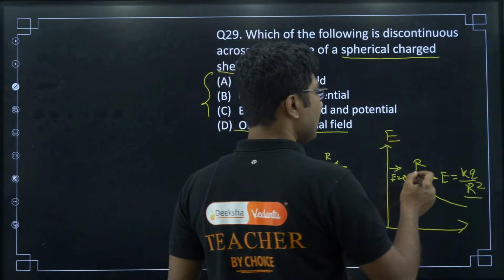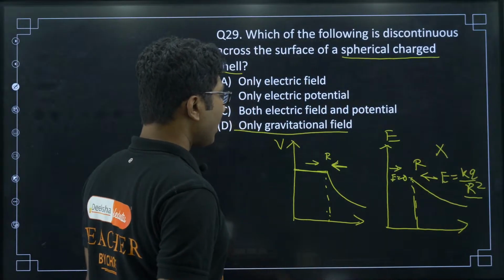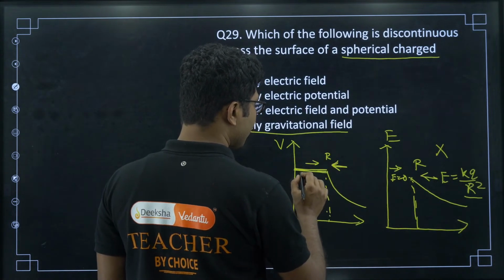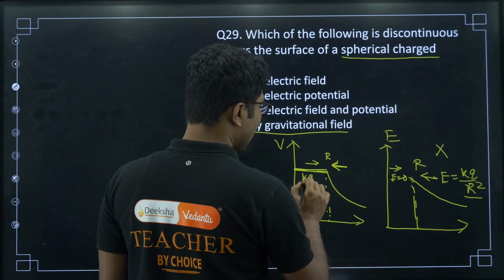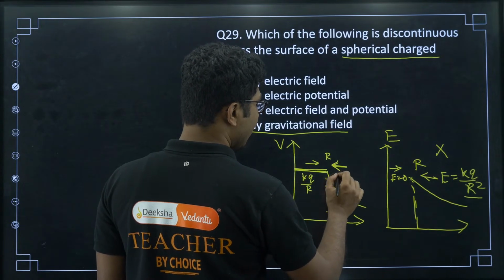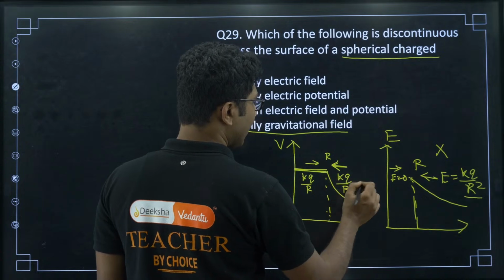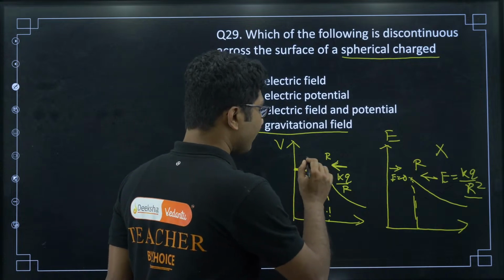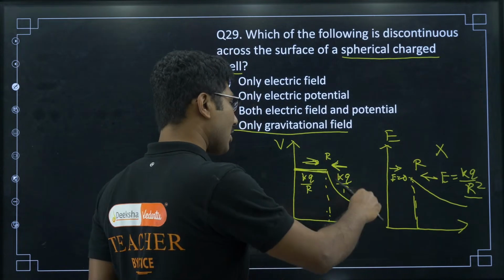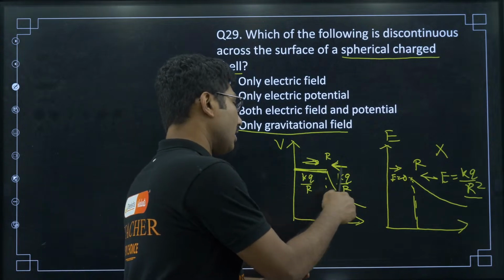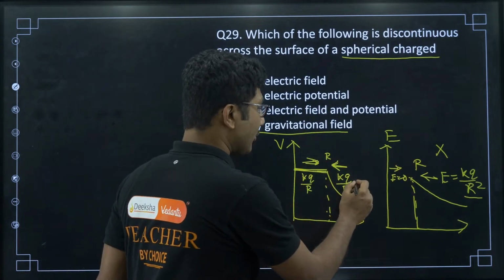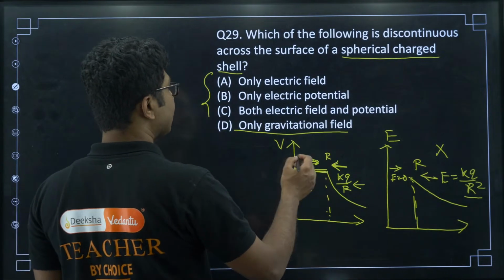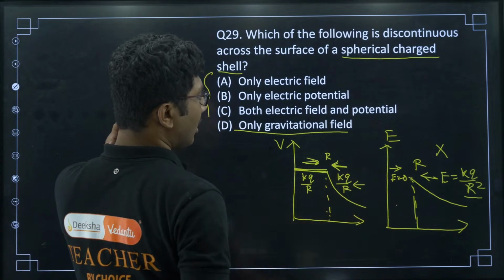Now consider the potential at this surface. If you approach from this side, you get kq by r, and if you approach from the other side, you also get kq by r. The potential is constant inside the sphere, so from your left-hand side you get kq by r, and if you apply the formula to calculate from the outside, you get this same value. So, electric potential is definitely continuous at the surface, but electric field is not continuous.